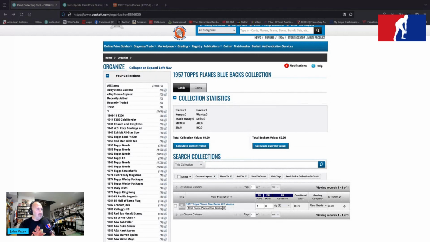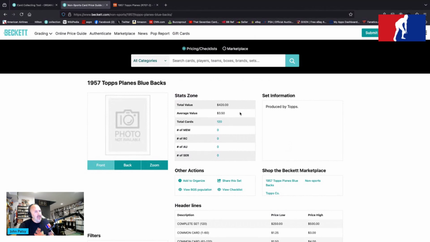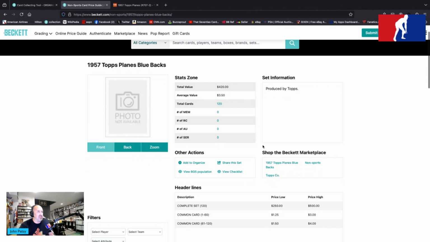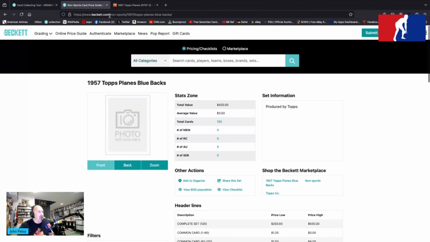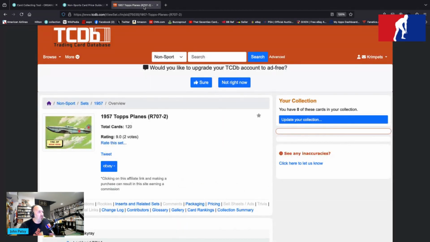These are the Topps 1957 Topps planes, blueback. I own one of these cards. Forget how it got into my collection, but it's here, and I embrace it. There are 120 of these cards produced by Topps. $3.50 average value, $420 total value. Price of this set will be between $250 and $500. Probably accurate. Not a lot to say about this, but we'll zip on over to TCDB.